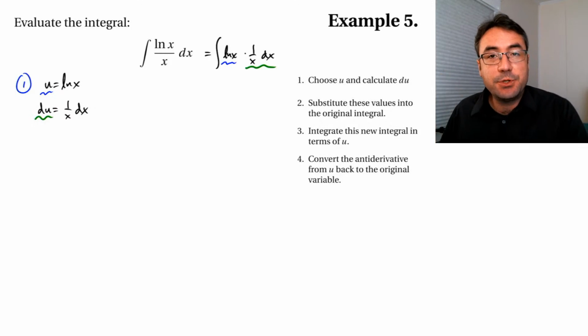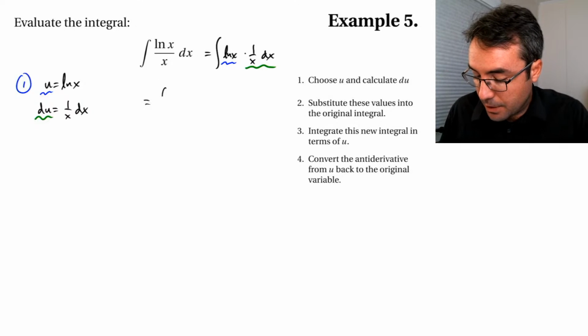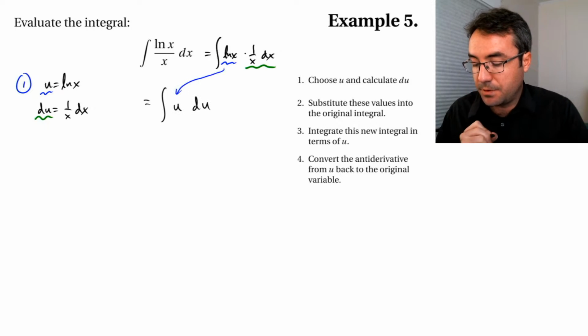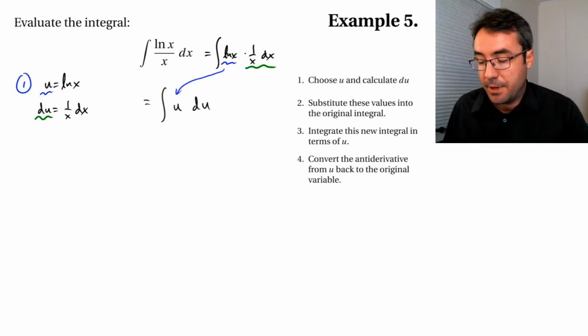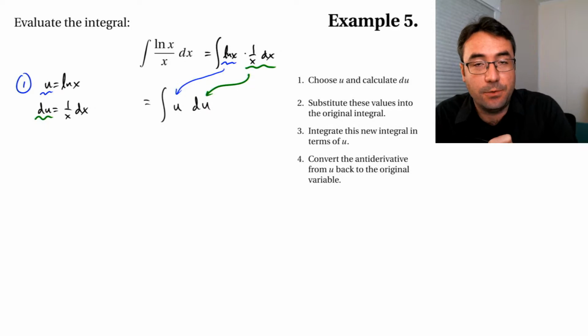So when we go to step 2 and we fill all of this in, we're going to have the integral of u times du. Again, the natural log x term became our u, and the 1 over x dx term became our du.